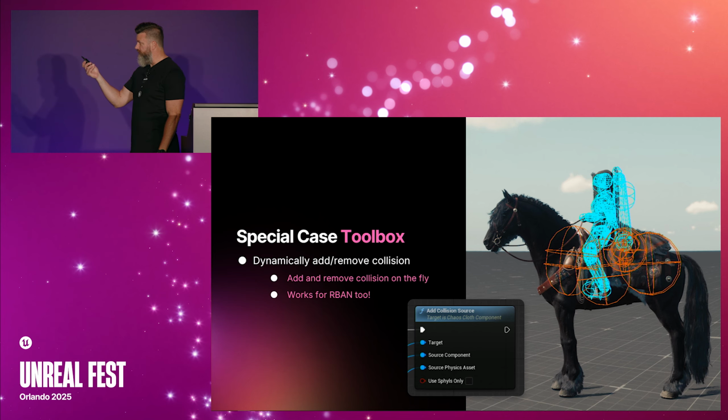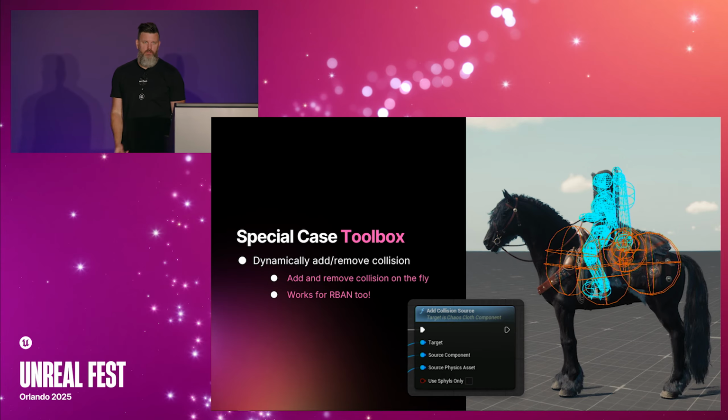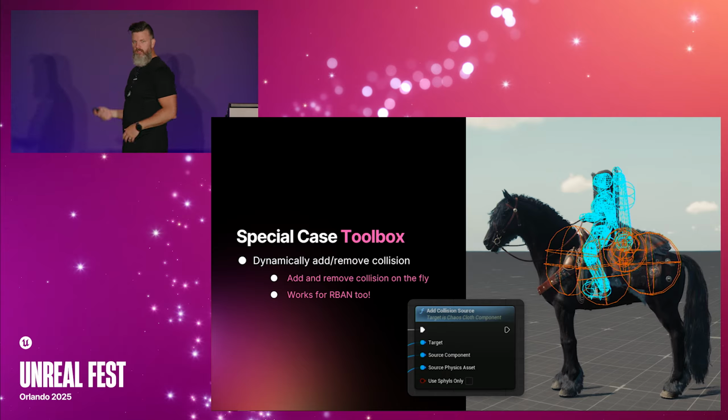The cool thing is that this works for RBAN as well. So with any rigid body dynamics, you can dynamically add and remove collisions. If you had a backpack or something in the hair that you needed to collide with, you can add and remove collisions. So that's a really cool node.